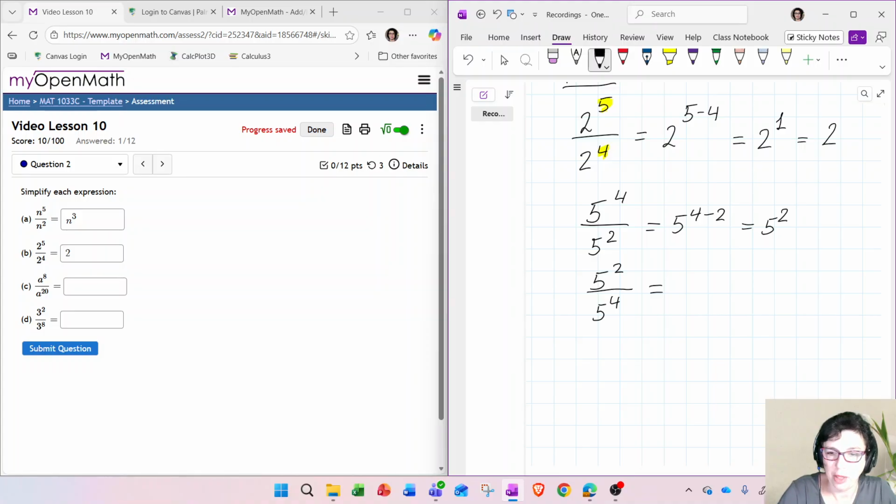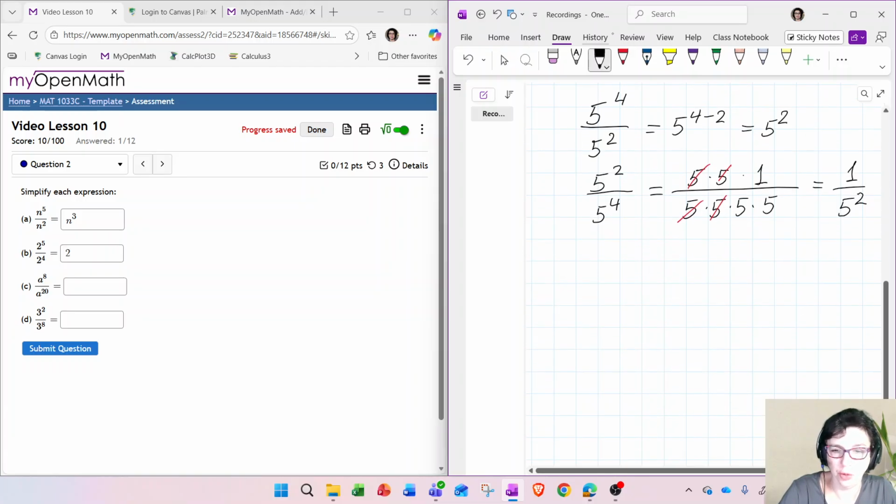Let's write it out. We've got 5 times 5 on the top, and on the bottom, you're going to get 5 multiplied by itself 4 times. Now, let's cancel out what is common here and here, right? And remember, if there is nothing left, then you must insert a 1. And we're going to get 1 divided by 5 times 5. That's going to be 5 with what power? 2.